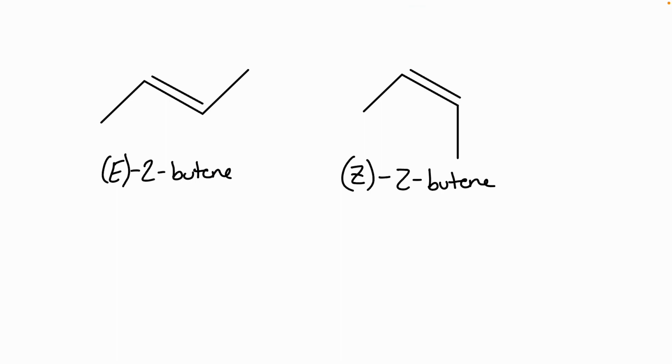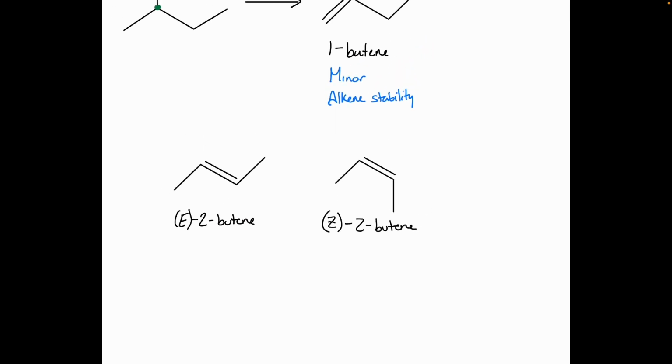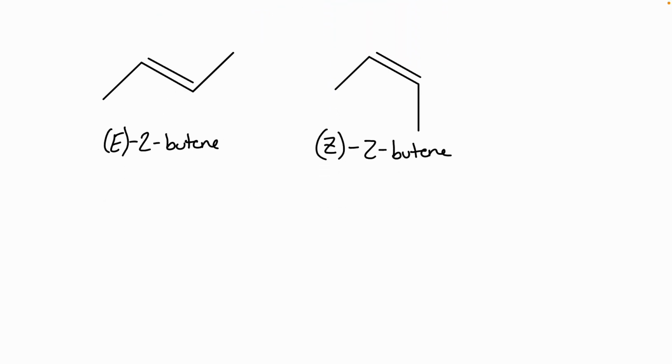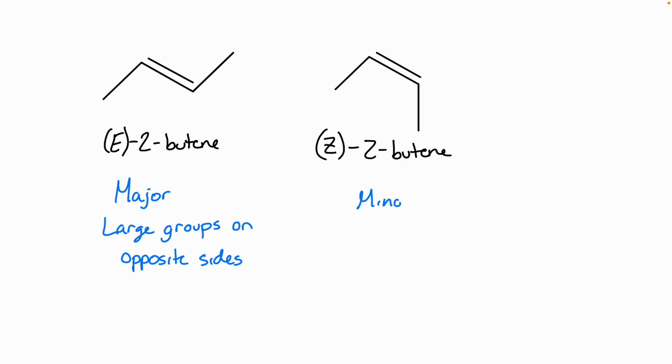Which one do we think? E or Z? Let's take a poll here. Who thinks E is more stable? And who thinks Z is more stable? No, yeah, so the E, right? Big groups like to be pointed on opposite sides. And to be clear, you will get a mixture of all three of these, but your major product will have large groups on opposite sides. So we can just lump this into the minor product bin as well.